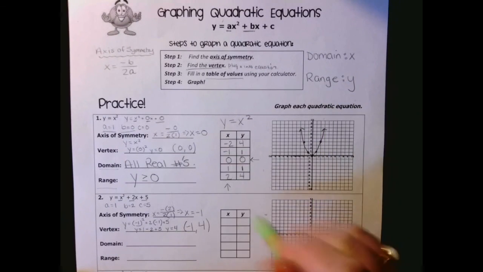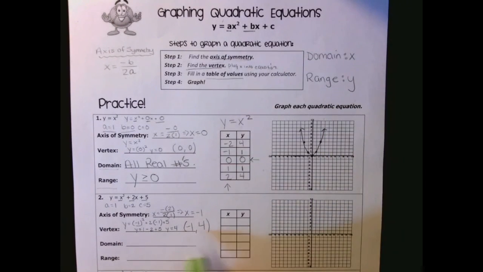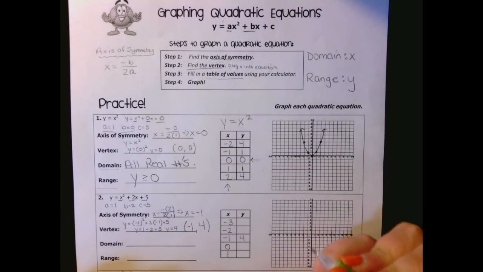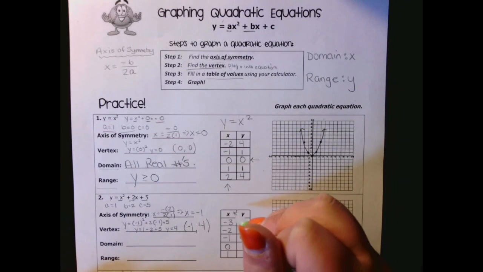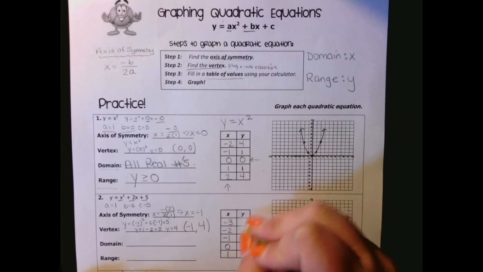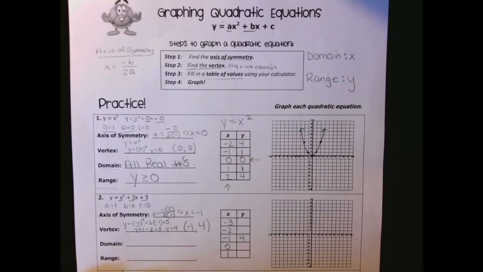Now I'm going to go on and fill in my table. So I have my vertex, that's going to be my first coordinate that I put in here, so I'm going to put that in the middle, negative 1, 4, and then I'm going to subtract, so negative 2, negative 3, and then add to go the opposite direction, so 0 and 1. Then I'm just going to be plugging all of these values into my equation with my calculator and figuring out what I get for my y values.